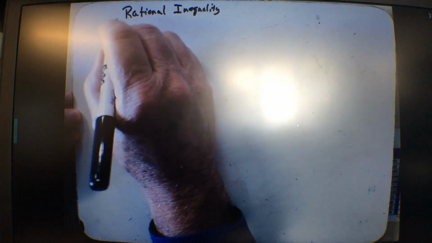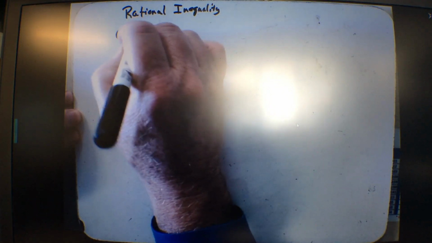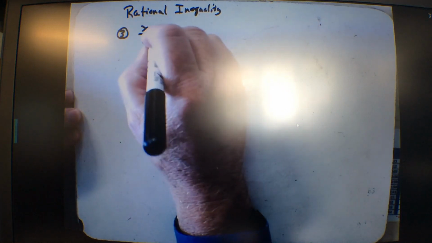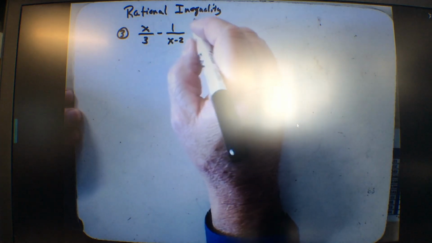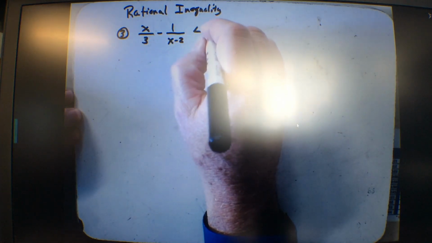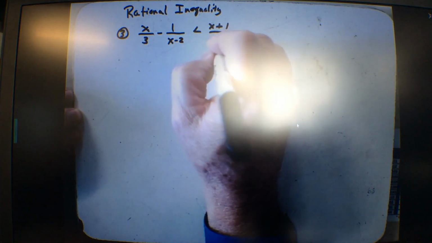The directions will still say solve. I'm on 3, correct? Yes. So you have x over 3 minus 1 over x minus 2 is less than x plus 1 over 4.